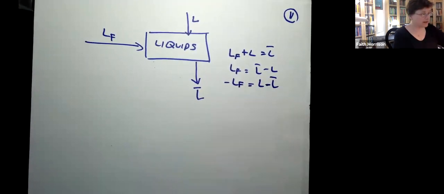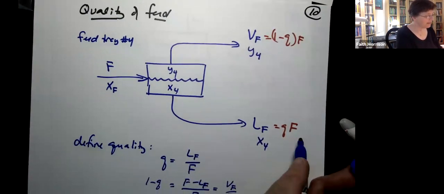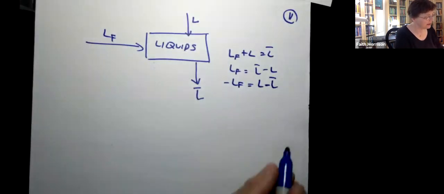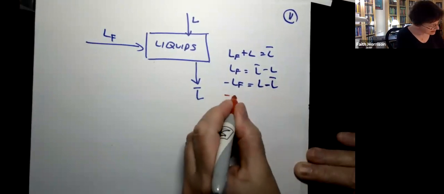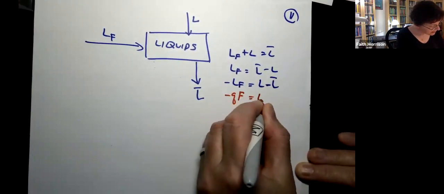And just from our previous page, LF is Q times F. So minus Q times F is equal to L minus L bar.